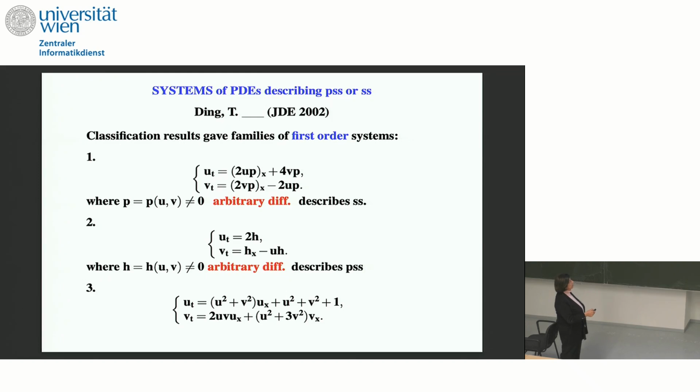So we started looking at first order systems like that. And here you already have an infinite number of systems because P is an arbitrary differentiable function. And so you get this one, u_t equals u_x times h, an arbitrary differentiable function, which describes pseudo-spherical surfaces. This is another equation.